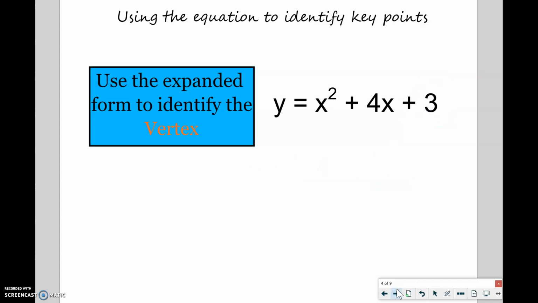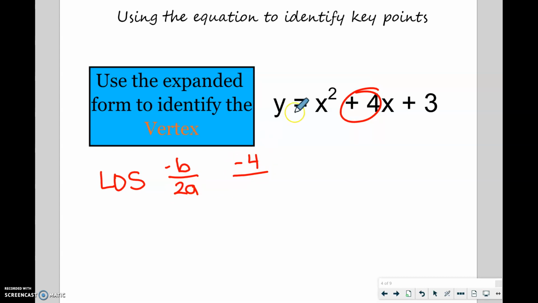Next part, we talked about this just the other day. What we can use this expanded form for as well is to identify the vertex. So remember, the process for identifying the vertex is we need to first find the line of symmetry, or the axis of symmetry, by doing negative b over 2a. So I'm going to take negative b, that's this one, so negative 4 over 2 times a. There's no number here, but it's a 1, so 2. So my line of symmetry is negative 2, so x is negative 2. That's actually the x coordinate of my vertex.